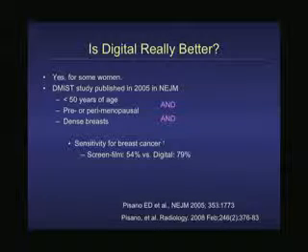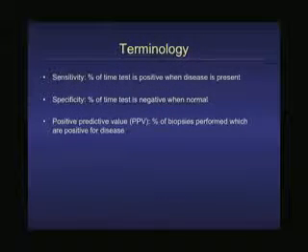So let's talk a little bit about terminology here. What do I mean by sensitivity? It's the percent of time a test is positive when disease is present. So if you have 100 women that have breast cancer, and the test picks up all 100 of those breast cancers, that's 100% sensitivity, right? If it picks up 80 out of the 100, that's 80% sensitivity.